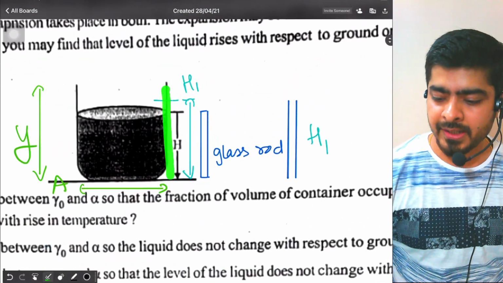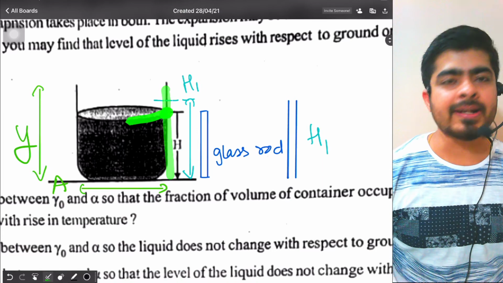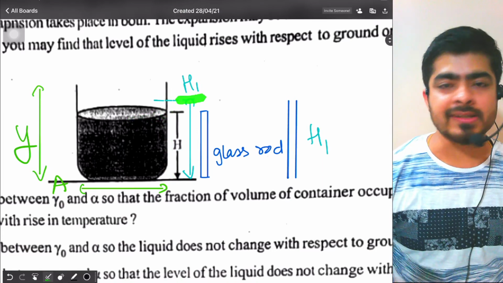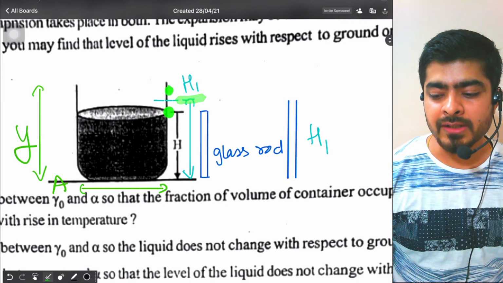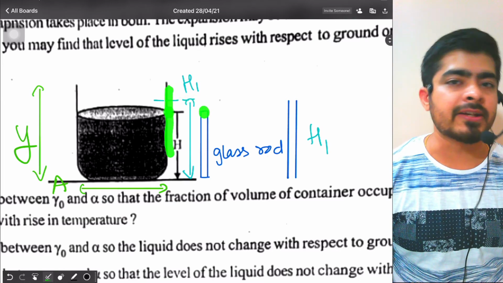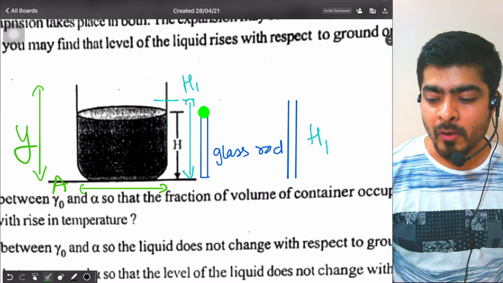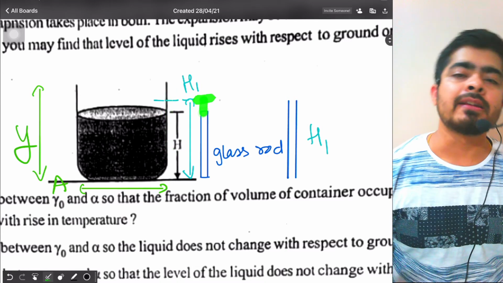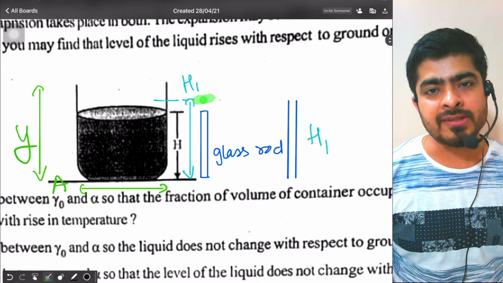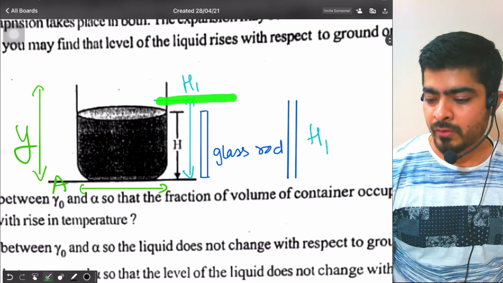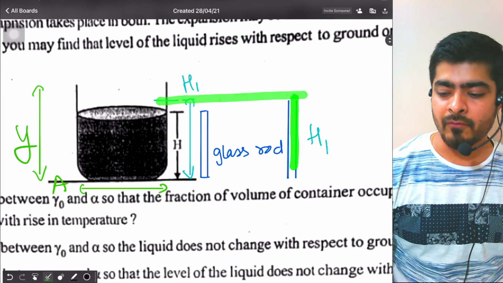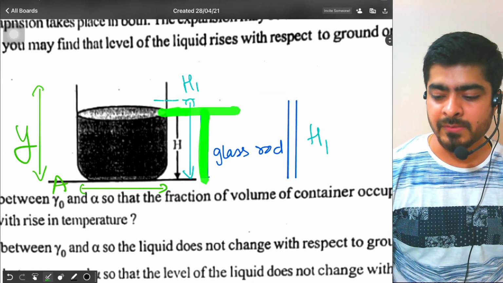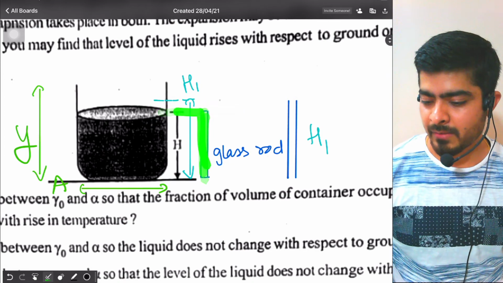All right, understand again. See, the container and the liquid are in contact at this point. Now the liquid is rising up to this height, but the point is on the glass container. So let's say that point is over here. If this point on the glass also reaches the same height, then it will still remain in contact with the liquid surface, right? So that's what the question is saying, that the glass and the water both expand by the same height.